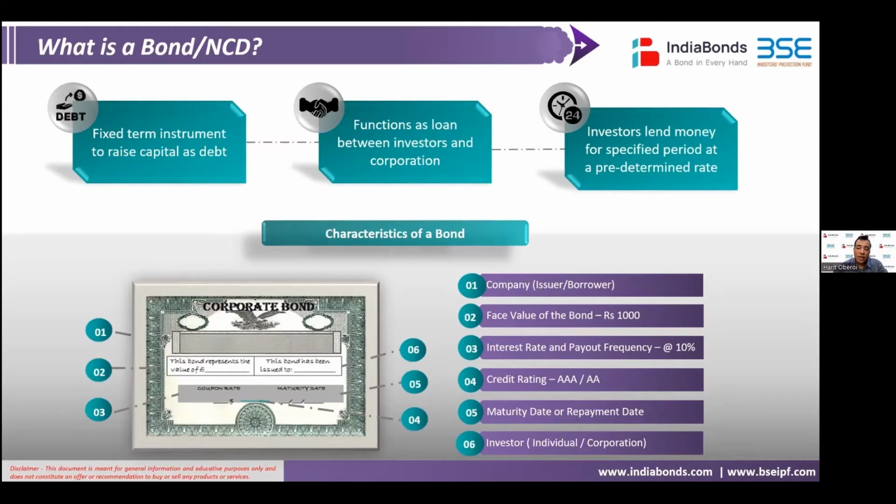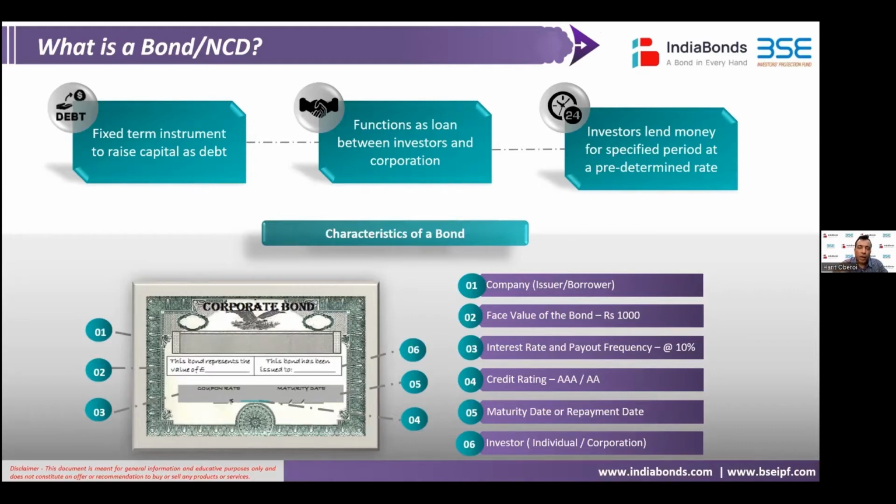Okay? The legal document registering this loan is called a bond, and the issuer or the borrower agrees to pay an interest rate and at maturity agrees to pay the principal back to the investor. So bond or debenture is a similar word. Generally, debt securities issued by government are known as bonds, and debt securities issued by companies or corporates are known as debentures.